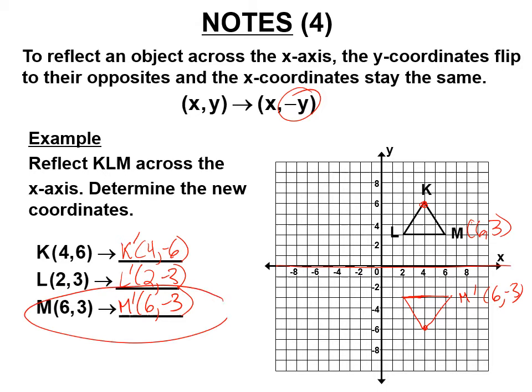That's this one right there. And so on. L' is right there. Went from (2, 3) to (2, -3). And there's K'. Went from (4, 6) to (4, -6). So when we flip across the x-axis, the y-coordinate becomes its opposite. So what happens when we go across y?